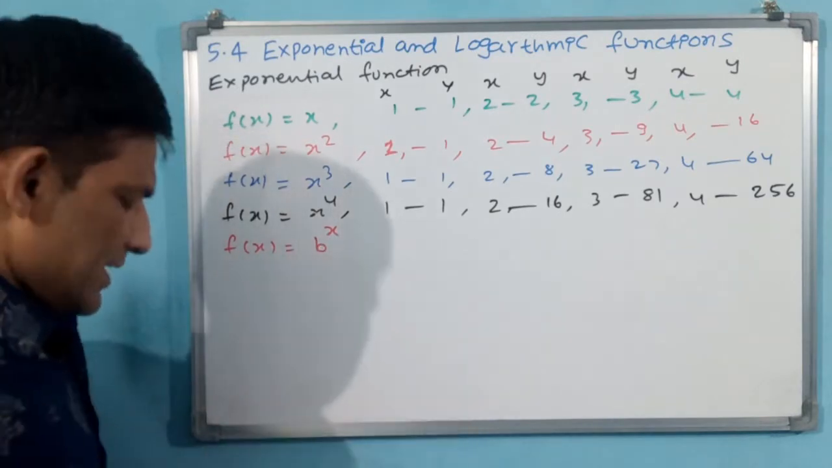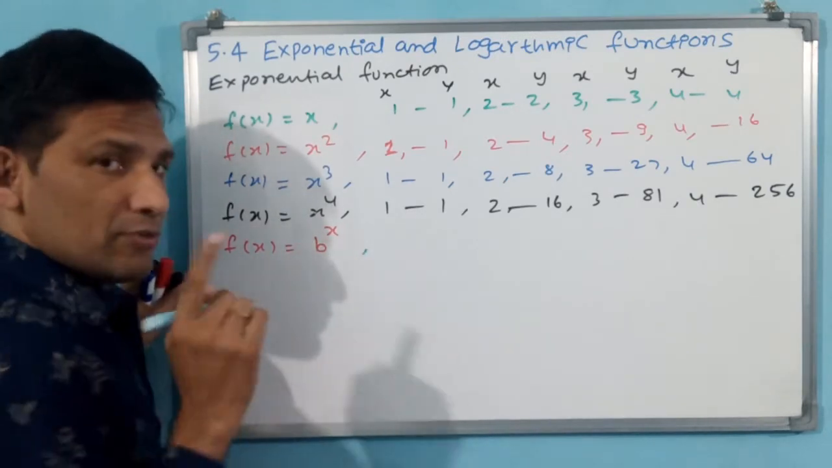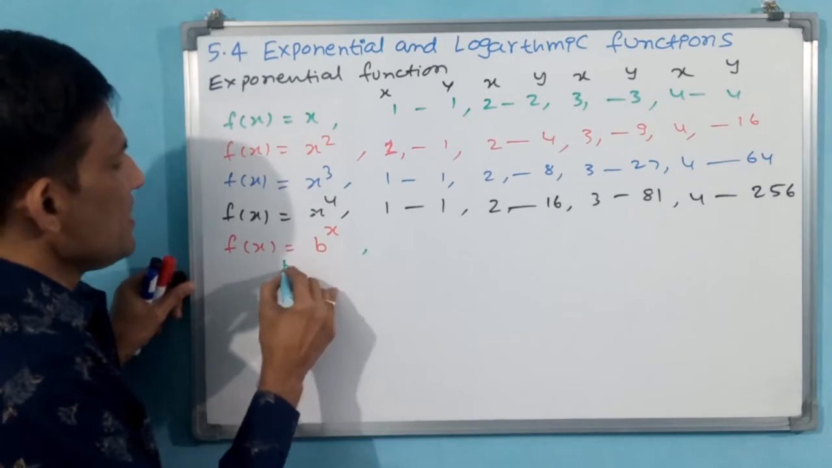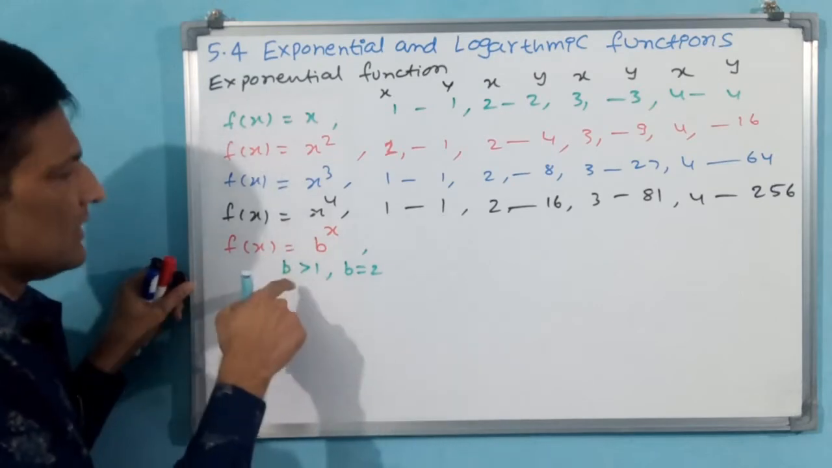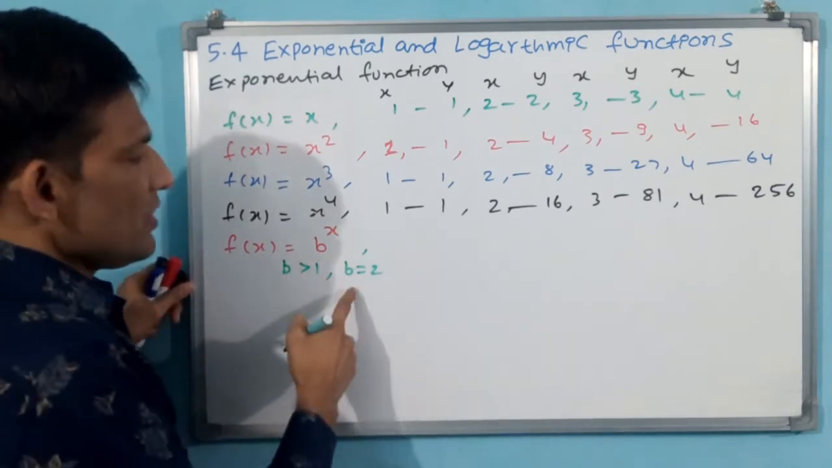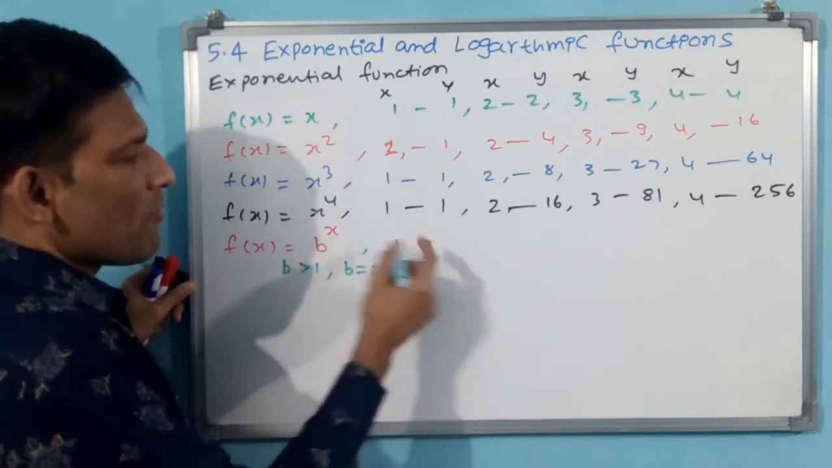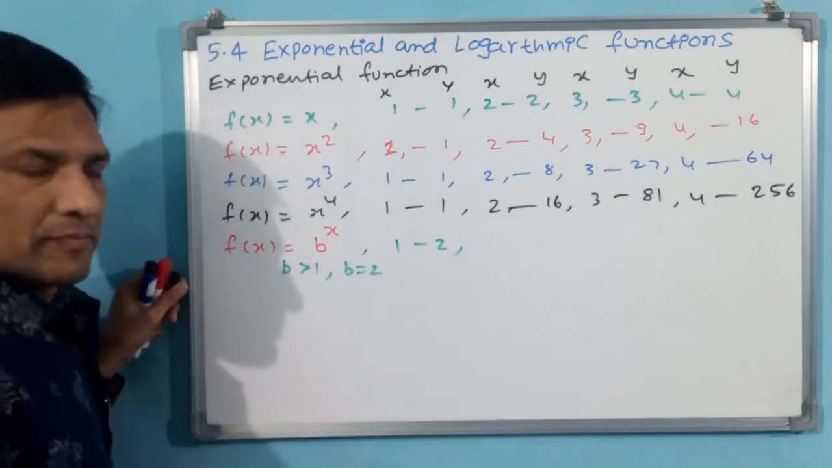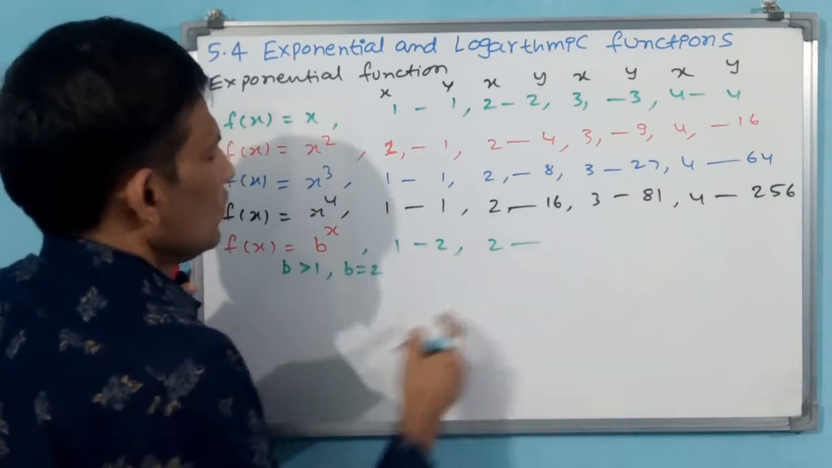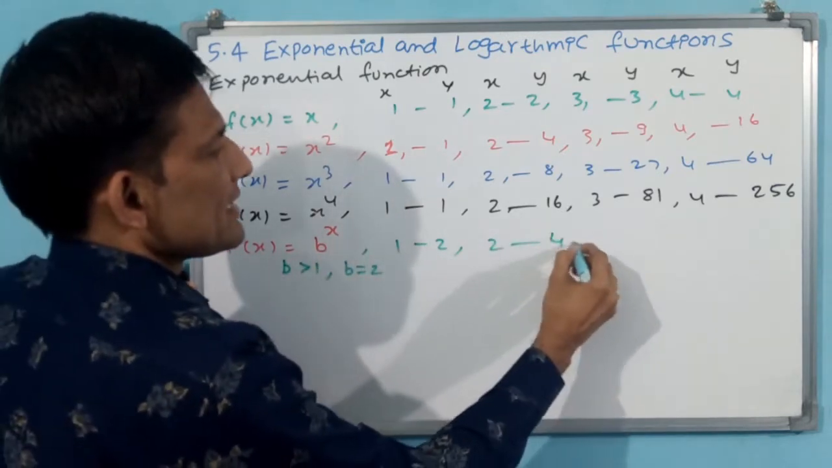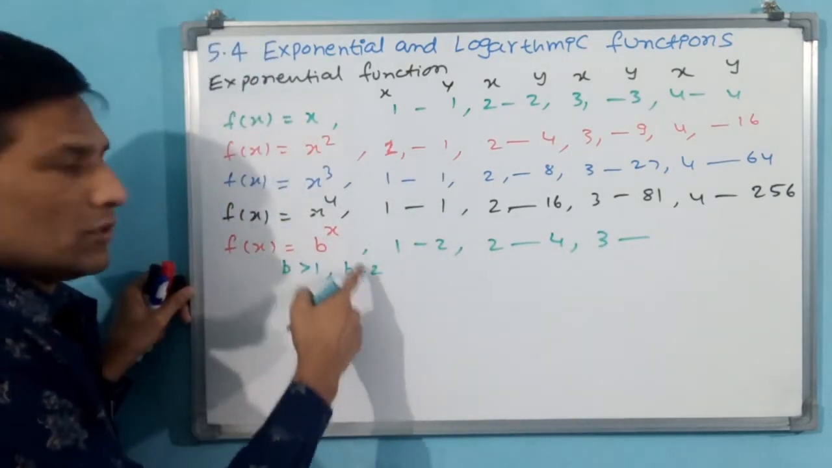Now you write here. What are you going to write? Unless you know the base, you cannot write. Say b is greater than 1, or for the sake of this question I have taken b is equal to 2. For x equal to 1, that means 2 power 1, it is 2. Then for 2, 2 power 2 is 4. What will be the value for 3? 2 power 3 is 8.